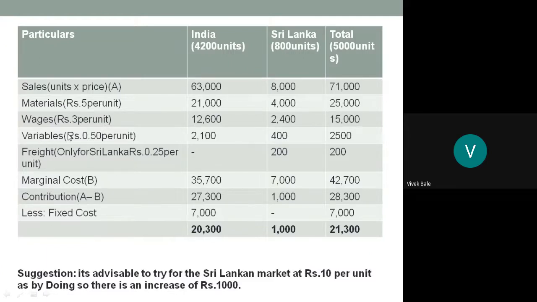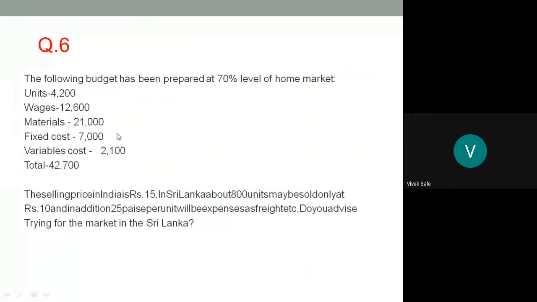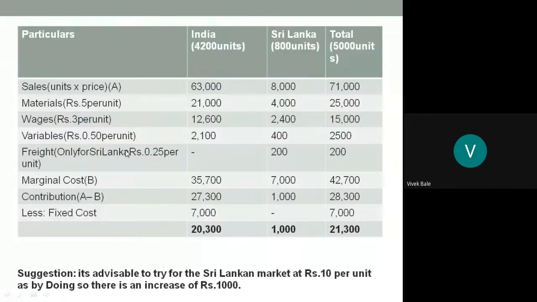As far as variable cost is concerned, variable cost is 2,100 divided by 4,200. Here you will get 50 paisa per unit as a variable cost. So therefore, in India, for 4,200 units, 2,100 rupees cost is considered. But similarly, this cost in Sri Lanka for 800 units is 400. So therefore, total cost is 2,500 rupees. Now freight is applicable only in Sri Lanka, that is 25 paisa per unit. So in India, freight is not applicable, but for Sri Lanka, for 800 units, 800 into 25 paisa, you will require 200 rupees extra as the freight charges. So therefore, total cost is 200.